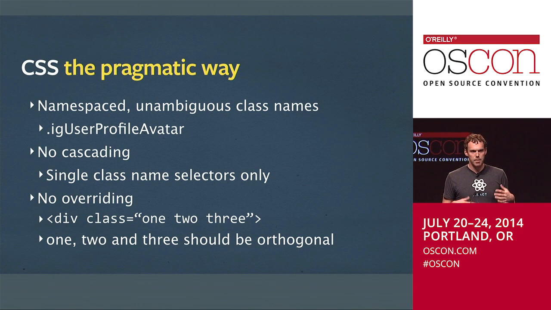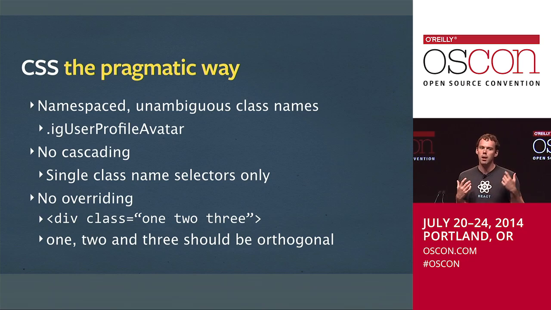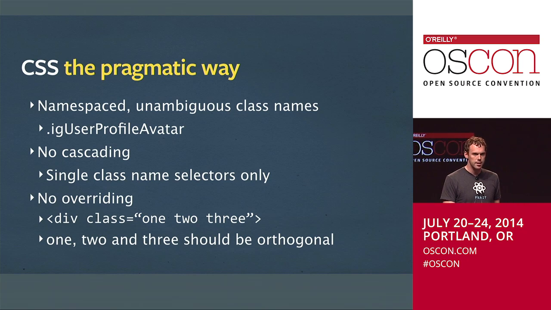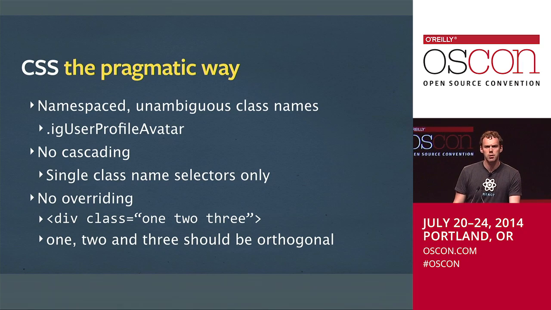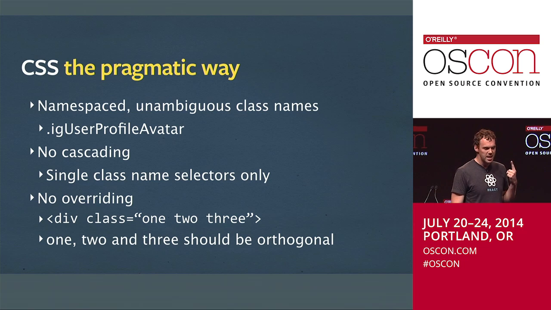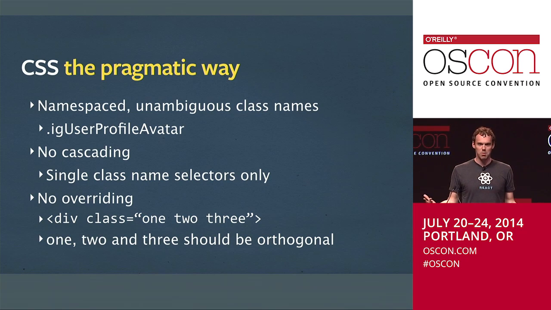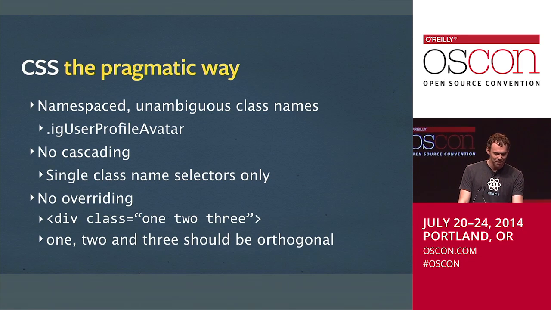So we have a set of opinionated guidelines on the Instagram team for how to write CSS that works well in a single-page app environment. These are kind of cribbed from the way that Facebook writes CSS, but there's a lot of great documentation out there from Yahoo, Nicole Sullivan, Nicholas Gallagher's Suit CSS. They all kind of follow these general guidelines. The first is unambiguous class names. Namespace them aggressively. So rather than having an avatar class name, IG user profile avatar. Nobody's going to accidentally type IG user profile avatar.